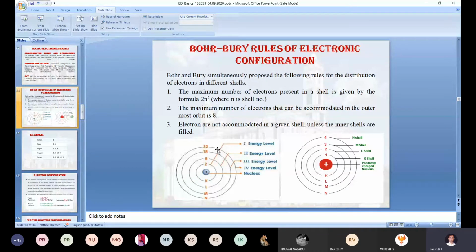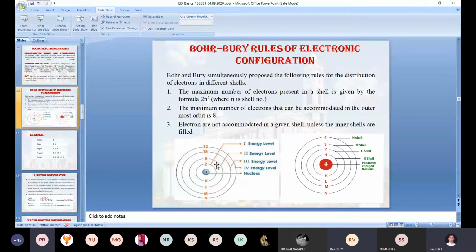Anyone? Sir, SPD. Yes, S, P, D, F. Okay. My question is, the first orbit consisting of how many subshells? First, give me the answer for my first question. One subshell. Yeah, exactly.